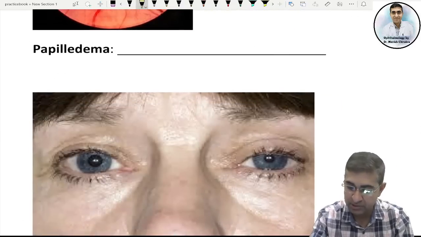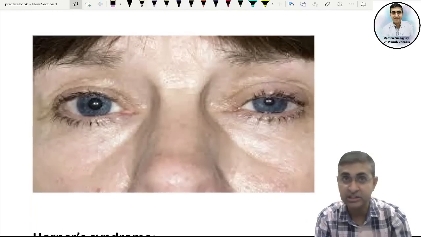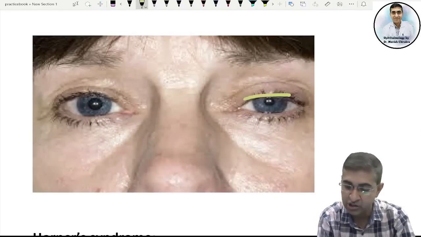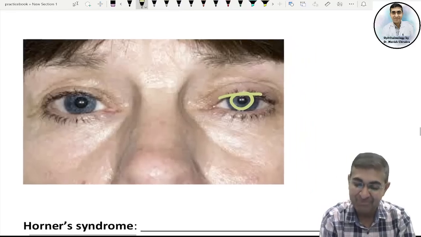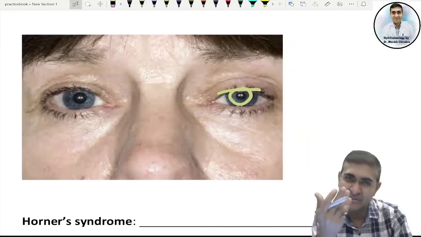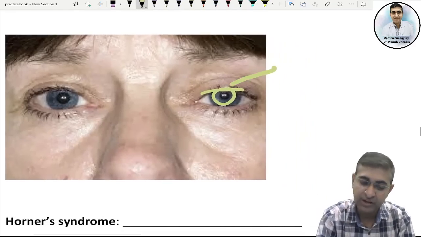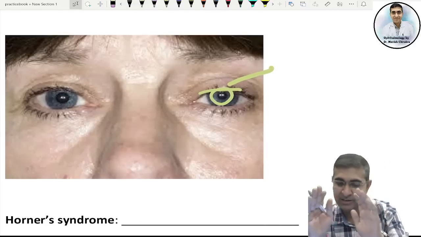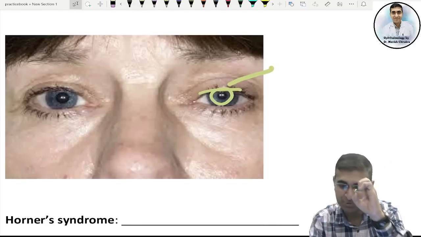Can you tell me the diagnosis? Here you can see that there is not full ptosis, there is partial ptosis. There is a pupil which is constricted. Partial ptosis means there is of course involvement of which muscle, if you are able to now connect the dots along with the constricted pupil.